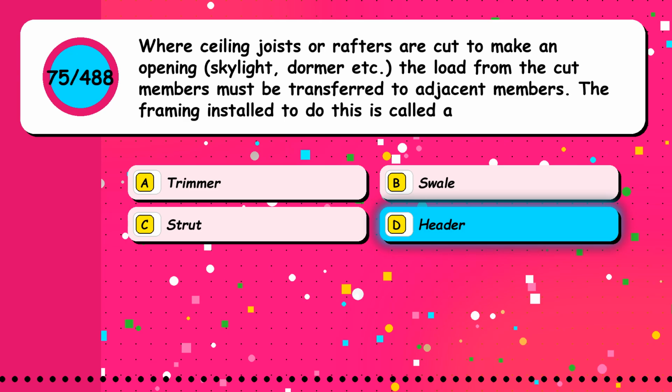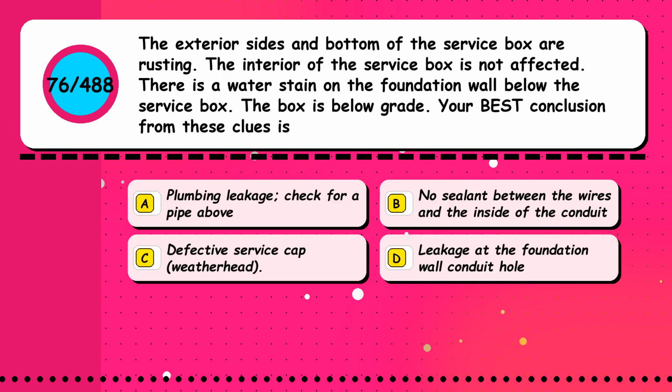The correct answer is option D. Header. Question 76. The exterior sides and bottom of the service box are rusting.